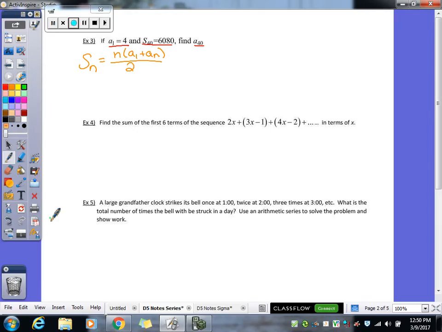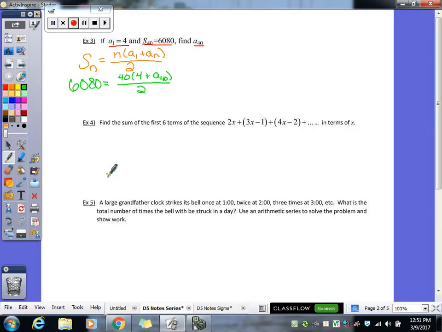What is our n going to be? 40, but I don't actually want that first. Our sum, which I'm going to put in for my S, they told us was 6,080, because they said S sub 40, so that means our sum of the first 40 is 6,080. We're going to put 40 in for our n. A sub 1 is a 4. So 4 plus your a sub 40, because again I put my 40 in for my n, all over 2.